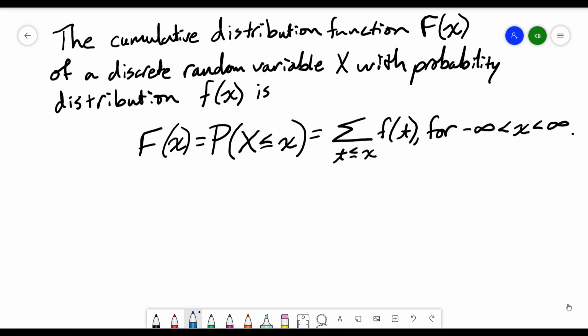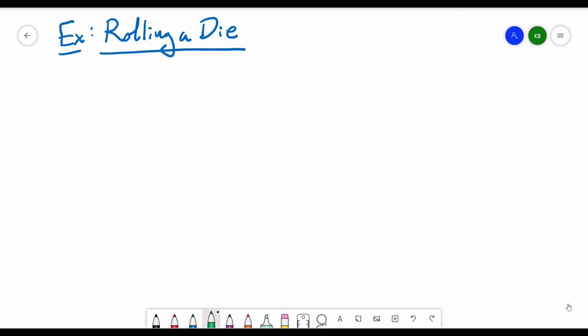Now, when we talk about the cumulative distribution function of a discrete random variable, what we're doing is we're adding together all of the probabilities that the random variable takes on a value less than or equal to some value x. And that's the value that we assign to our function f of x.